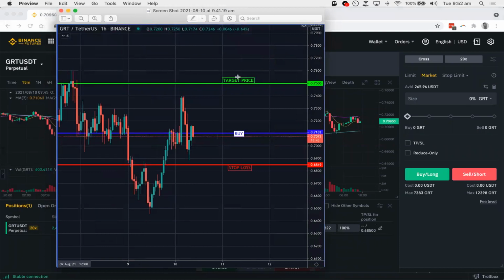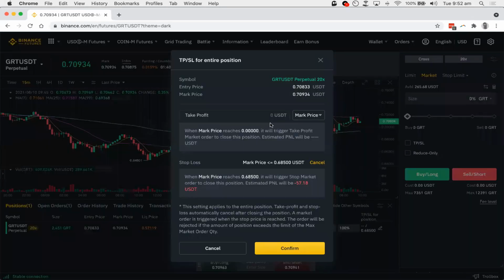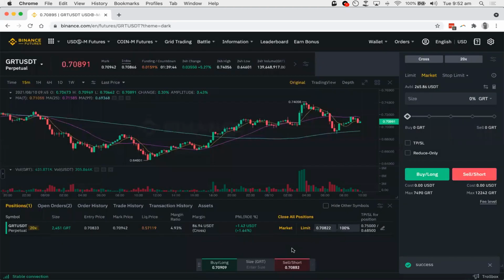We also provide a target price. In this instance, it's 0.75. And you can also set a trigger for this sale to close when we hit our trigger of 0.75. It will say that when the market price reaches 0.75, it will trigger a take profit order and we will close this position. Your estimated P&L will be $102. So let's click confirm. And now our trade is actually set up, and it's fine just to leave that there.